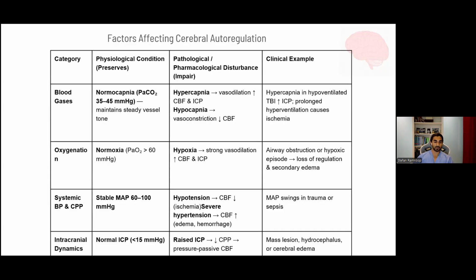There's also systemic pressure and CPP. As long as the MAP stays between about 60 and 100, autoregulation works. But above and below that, the brain can become pressure dependent. Then you have intracranial compliance. When ICP rises, CPP will fall based off the equation, which we'll look at later, and your autoregulatory range will narrow. And eventually, even a small rise in the ICP can result in a drop in perfusion.